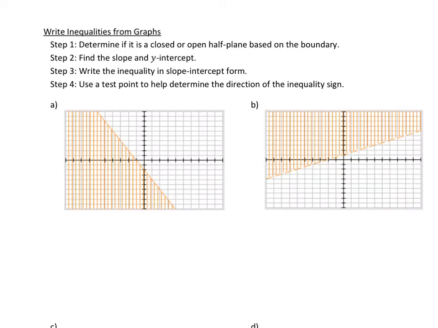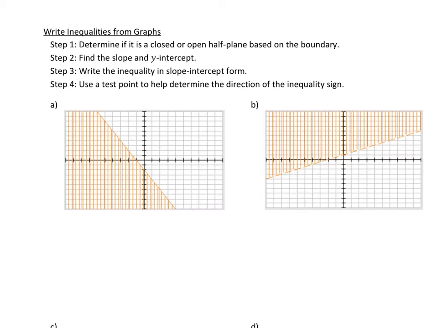Writing inequalities from graphs. Step 1: Determine if it's a closed or open half plane based on the boundary. So again, if it's a solid line, it's closed. Dotted line, it's open. Find the slope and y-intercept. Write the inequality in slope-intercept form. And then use a test point to help determine the direction of the inequality sign.